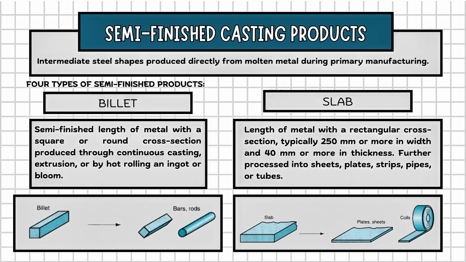The last one is a slab, a length of metal with a rectangular cross section, typically 250 millimeters or more in width and 40 millimeters or more in thickness, further processed into sheets, plates, strips, pipes, or tubes. So again, there are four types of semi-finished products: ingot, bloom, billet, and slab. When these four undergo secondary manufacturing, they will convert into final products like bars, rods, plates, sheets, coils, and etc.